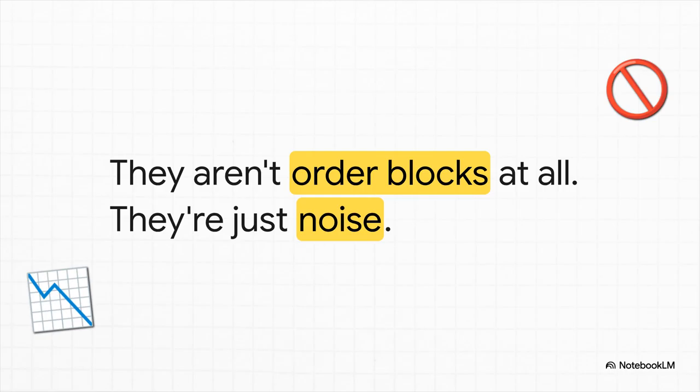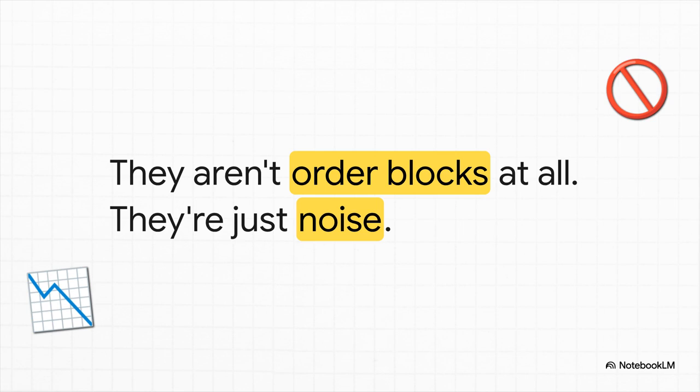Okay, let's just rip the Band-Aid off here. The harsh reality, most of those boxes you're drawing on your charts, they aren't order blocks at all. They're literally just market noise. We're talking low-volume consolidation zones with zero actual institutional backing. Because without strict validation rules, you aren't trading with smart money.